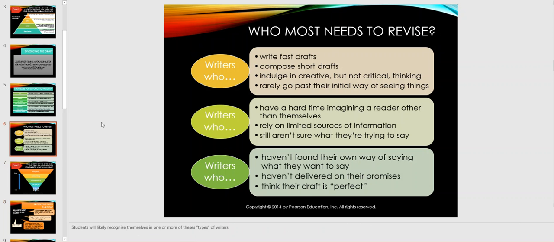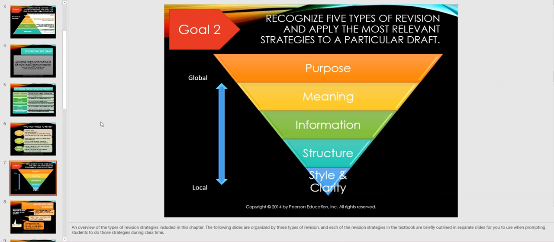Writing is not about you, it is about the reader. Okay? So here, if we look at the types of revision, we want to look at general purpose, meaning, information, structure, and then at the very bottom, the local issues like style and clarity. That's why I often say in the peer review report, stay away from grammar issues, but that's the default, the fallback. If you're a peer reviewer, you comment on grammar. Well, the idea here is, is the assignment being followed?